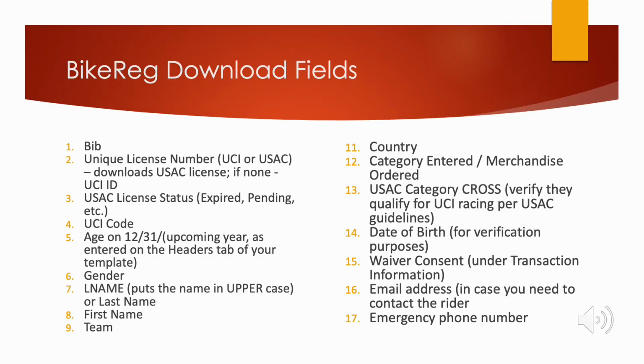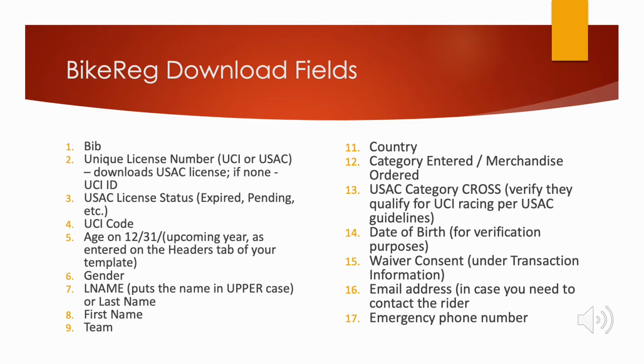Whether you get the BikeReg downloads from the race director directly or whether they give you permission to download from BikeReg, you're going to need certain fields for the spreadsheet to work properly. Of those fields, you need the bib, and that'll probably be blank. The unique license number, USA Cycling or UCI, that will download the USA Cycling license, and if there is none, then the UCI ID. The USA Cycling license status, so that you know whether they have a valid license or not. The UCI code, their age in the upcoming year, as you've entered it on the headers tab of your template for the cyclocross age.